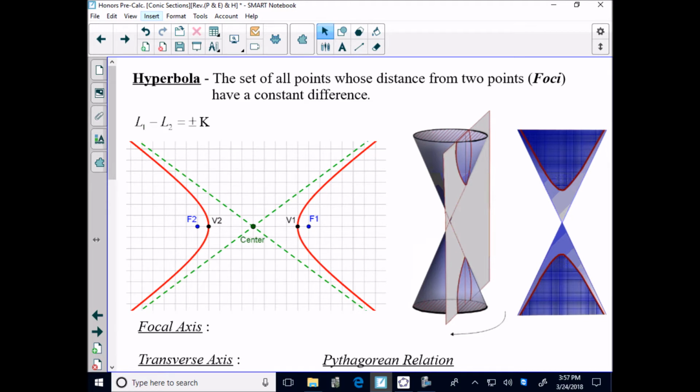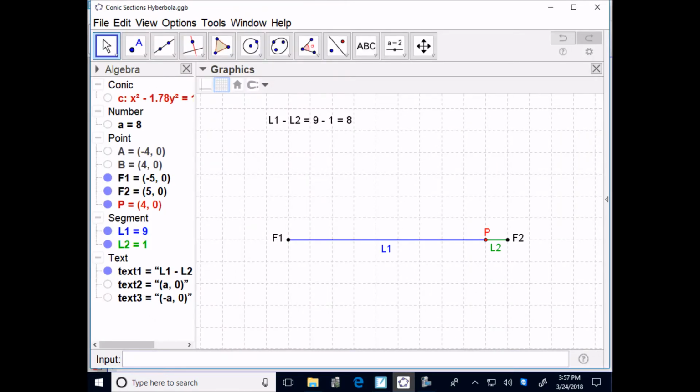We're going to say that the hyperbola is the set of all points whose distance from 2 points, the foci, have a constant difference. So here again we've got 2 foci, just like the ellipse. In general, we're going to say that the foci are located outside the hyperbola. And when we talk about a constant difference, that constant difference could be positive or negative. So we're going to take a quick look at this on our program right here, and then we will jump to defining our hyperbola graphically.